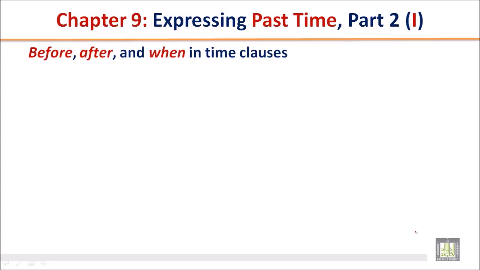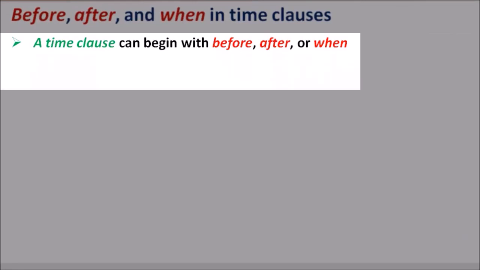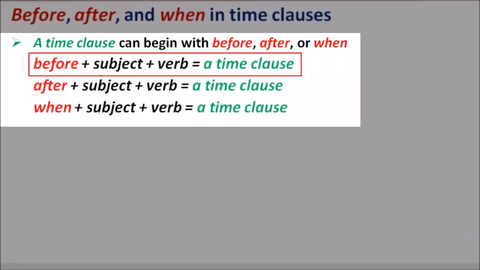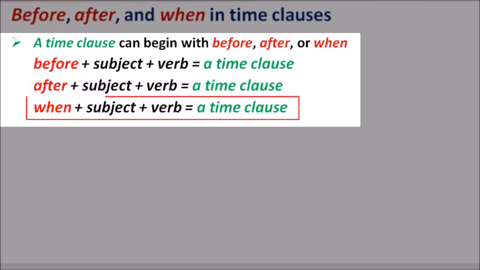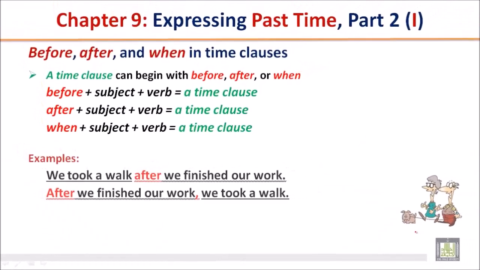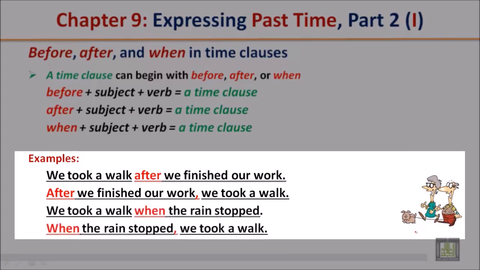Before, after, and when in time clauses. A time clause can begin with before, after, or when. Before plus subject plus verb equals a time clause. Also, after plus subject plus verb equals a time clause. Also, when plus subject plus verb equals a time clause. We took a walk after we finished our work. After we finished our work, comma, we took a walk. We took a walk when the rain stopped. When the rain stopped, we took a walk.